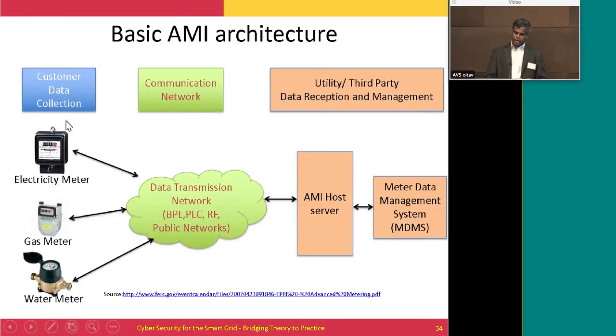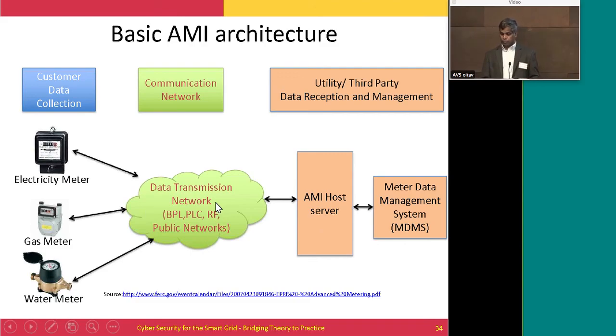So typically what happens, you have electric meter, gas meter, water meter, they are all part of the network. There's the AMI advanced metering host server, then it goes to some meter data management, which is in turn connected to the distribution management system. So this is the kind of typical architecture. They use some kind of communication network, RF communication or whatever technology is available to connect those metering devices.